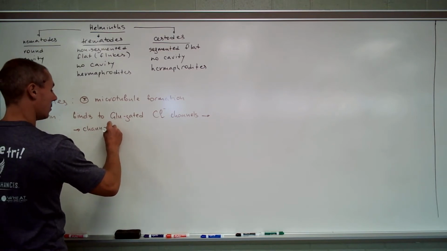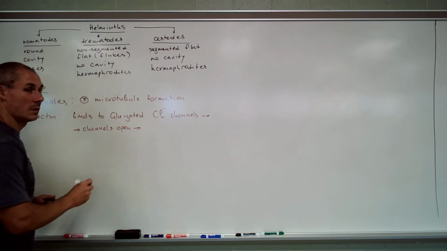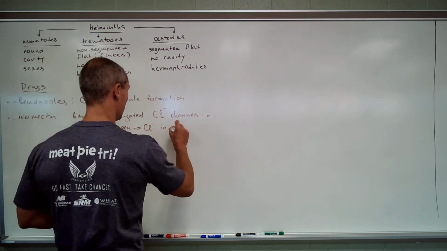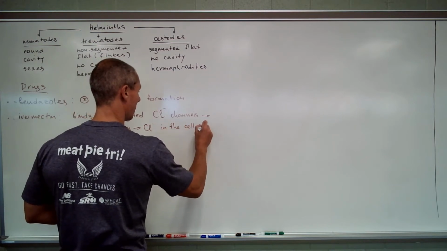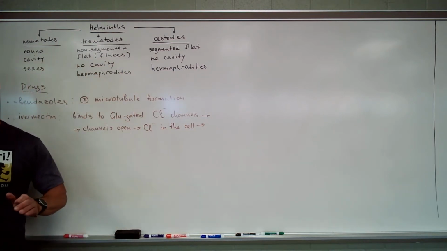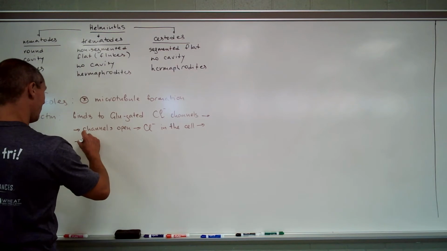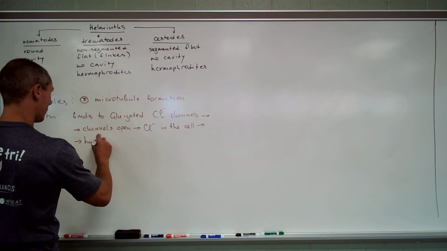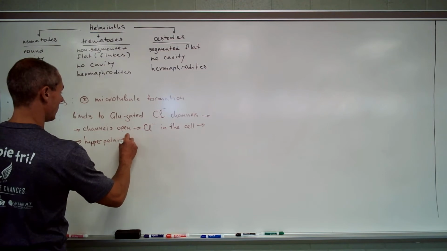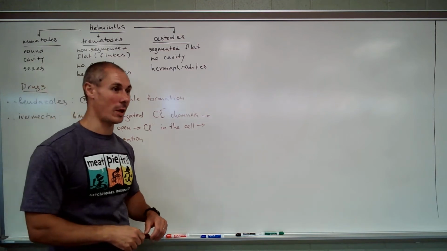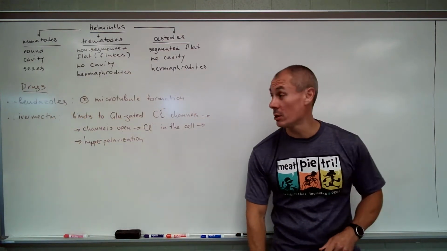Channels open, and when channels open, chloride diffuses into the cell. And I'm not going to test your AP1 knowledge, but you may remember that when negatively charged ions diffuse into the cell, they make the cell more negative, and this is called hyperpolarization. And generally speaking, hyperpolarization results in reduced nerve transmission and muscle paralysis. Does that make sense? So these two drugs I can ask you about.